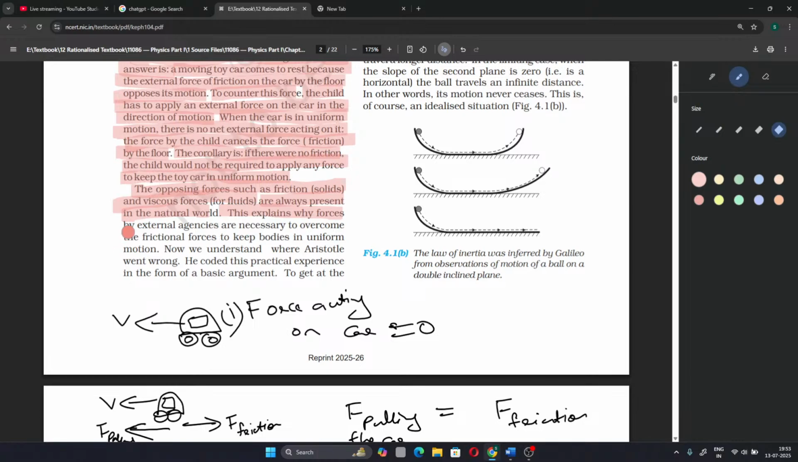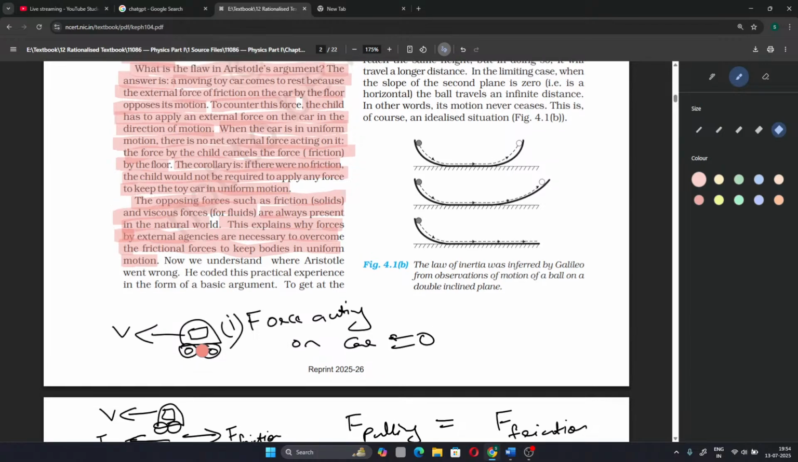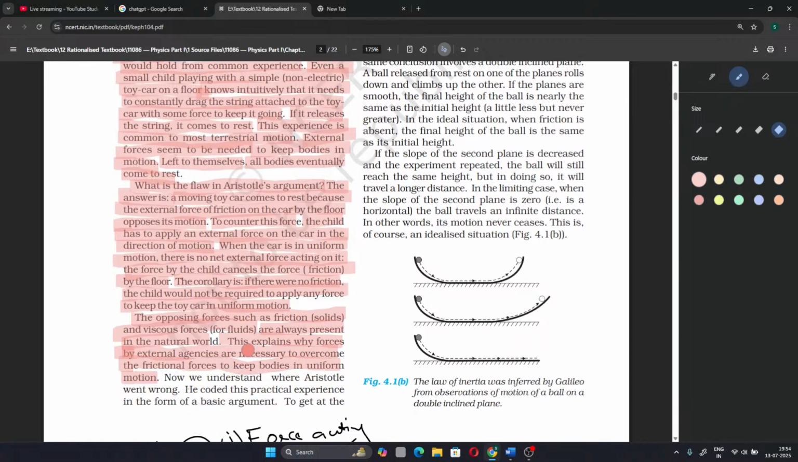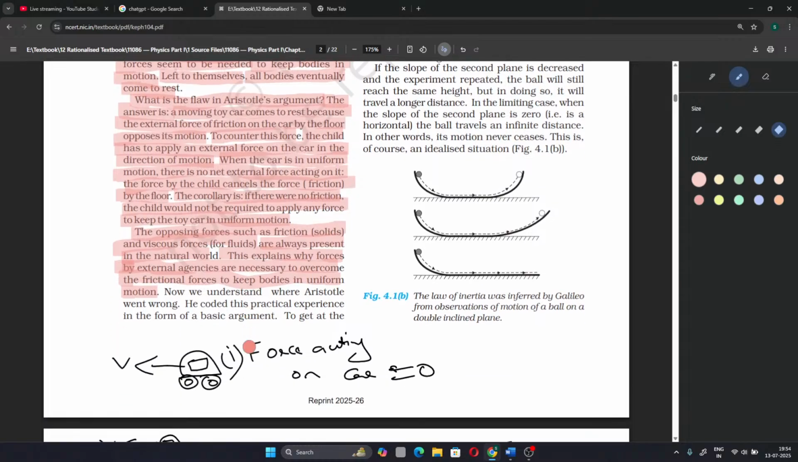This explains why forces by external agencies are necessary to overcome the frictional forces to keep bodies in uniform motion. That explains the Aristotelian law, which said that an external force is required to keep a body in motion. That is what Aristotle said. We know that in the real world we have friction and viscous forces. That is the reason we need to continue to apply force in the real world to keep bodies in uniform motion. Now we understand where Aristotle went wrong.